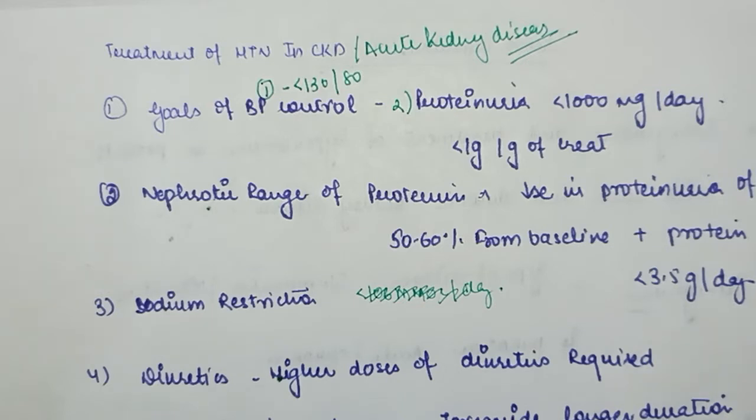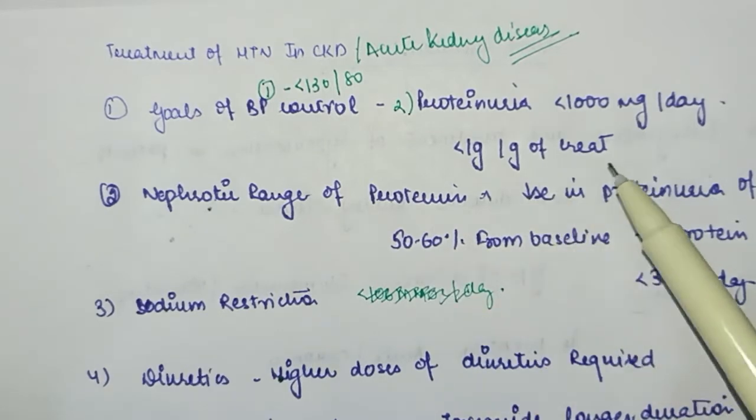Second is we have to reduce the proteinuria. So we have to decrease the proteinuria to less than 1 gram per day, that is 1000 milligram per day, or 1 gram per gram of creatinine.